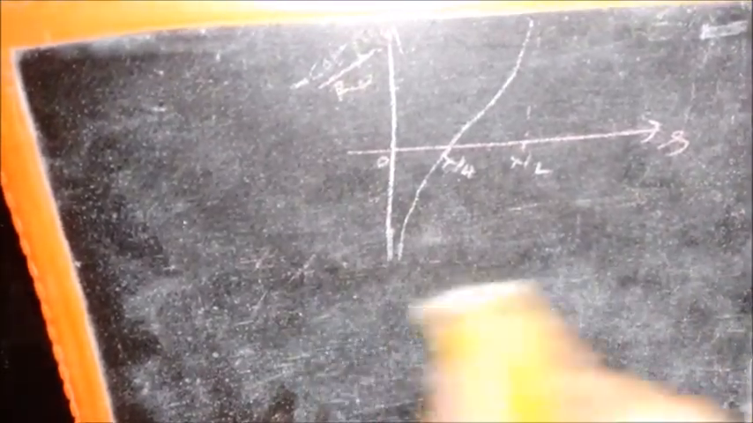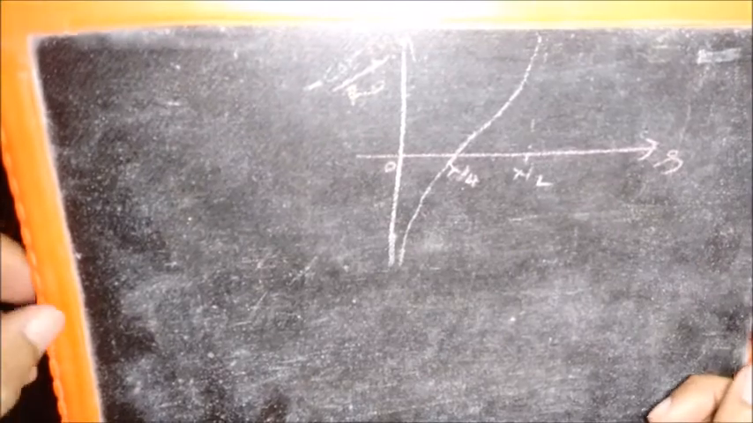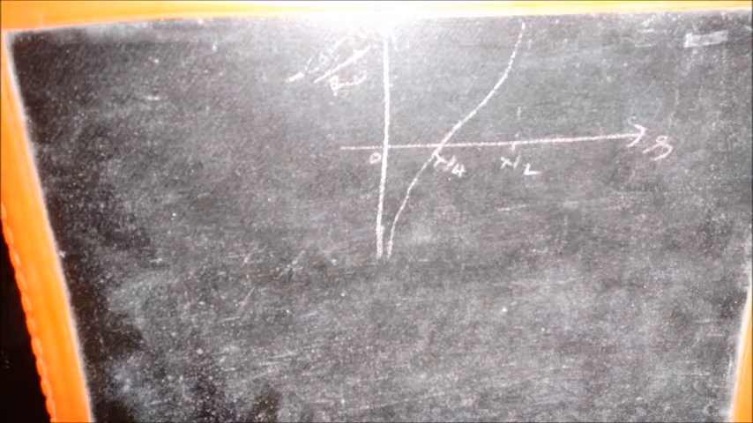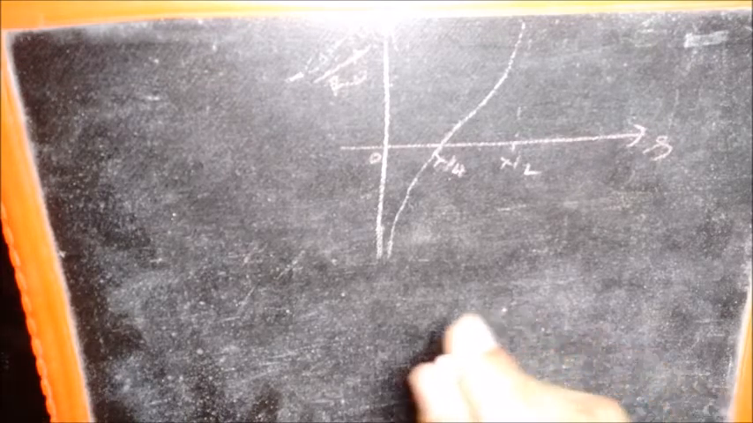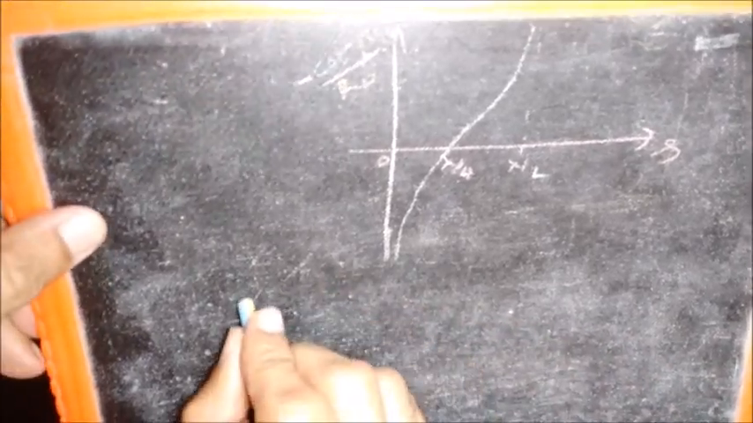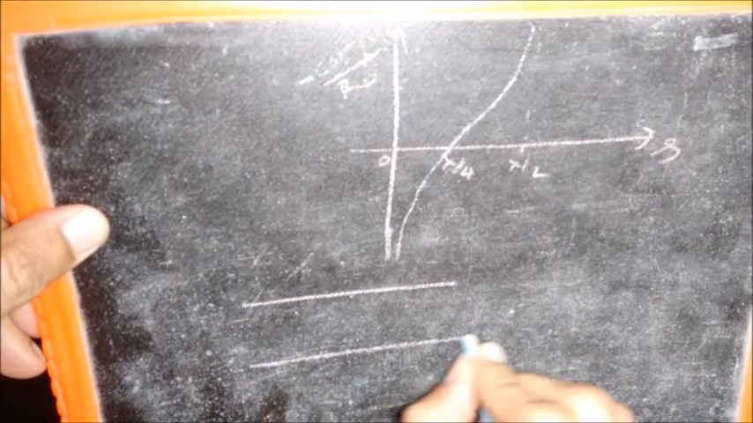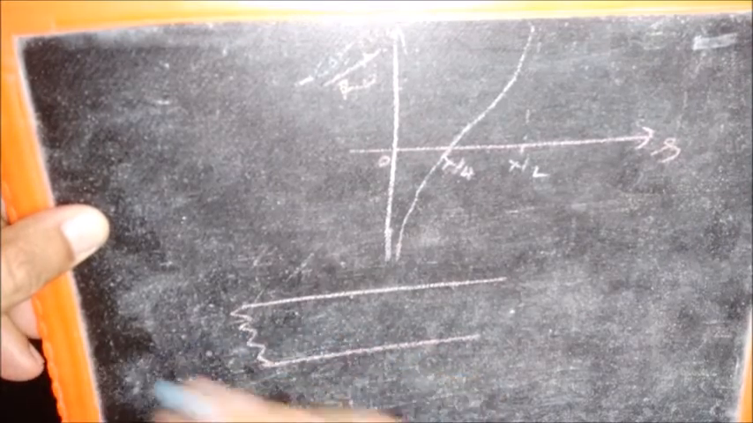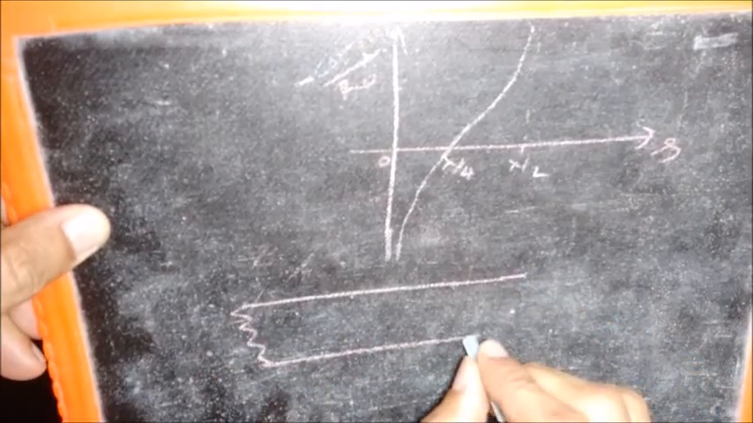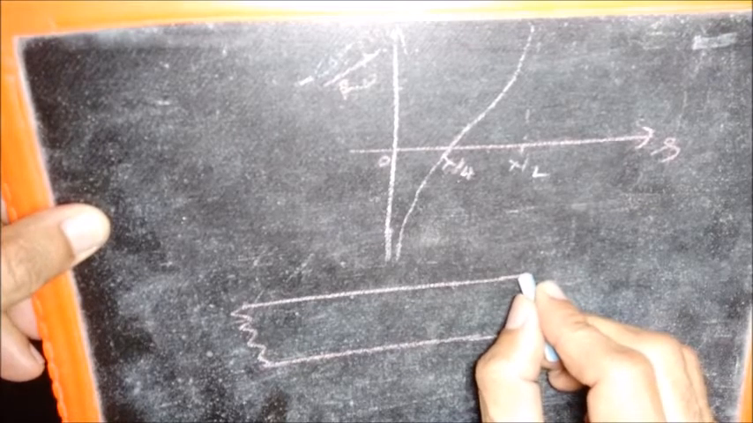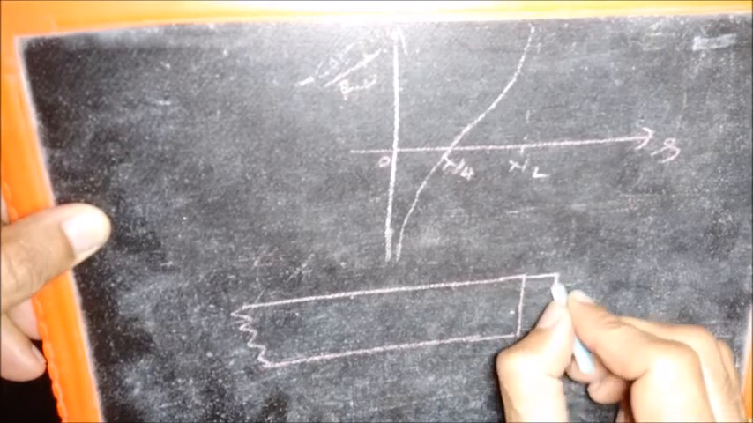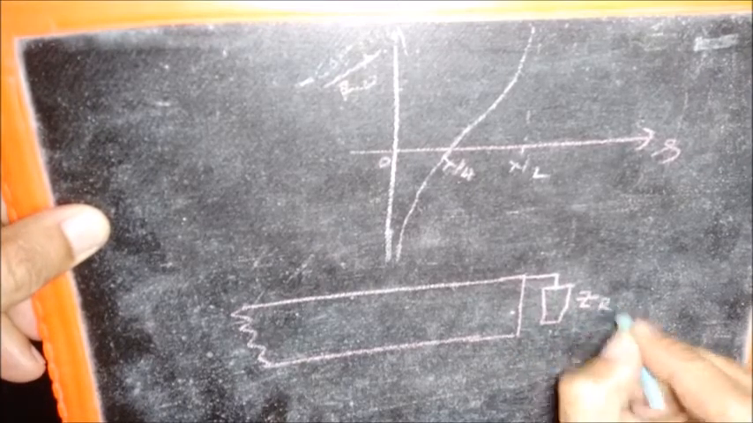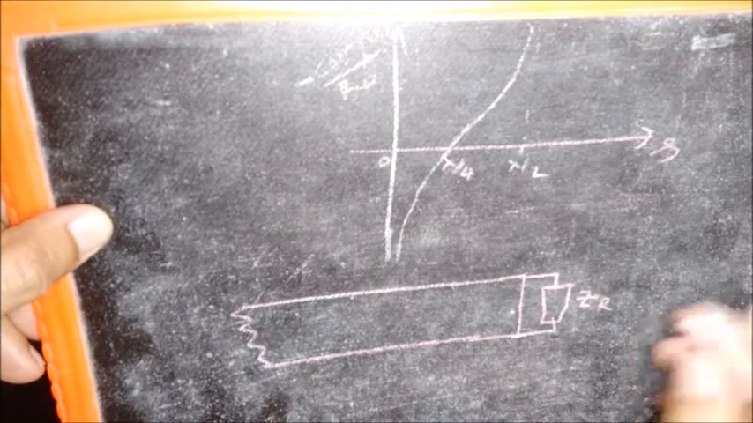Now, how do we make use of this particular short-circuited line in an actual situation? Let's say we have a long transmission line. This side is the source, and we have, let's say, a load ZR here.